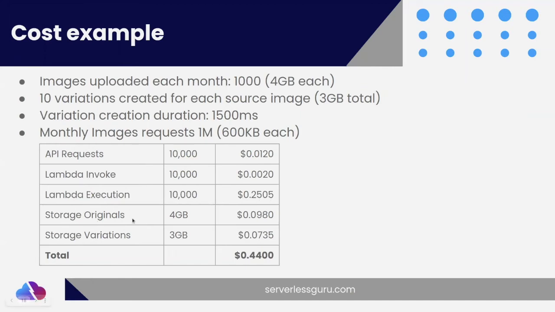And then the storage cost for the 4 gig is roughly 10 cents. And for all the variations, it will be like 7 cents. So it's a total monthly cost of 44 cents to run that with 1,000 images. And you see that I didn't put the request in there.